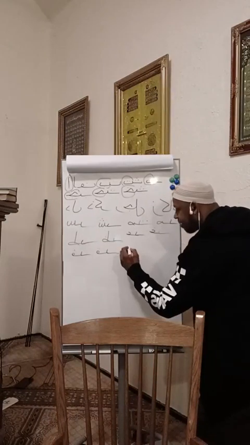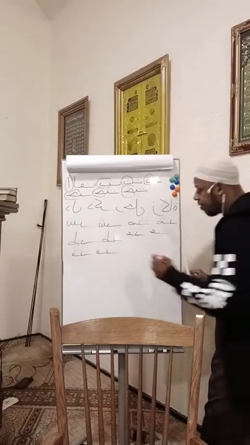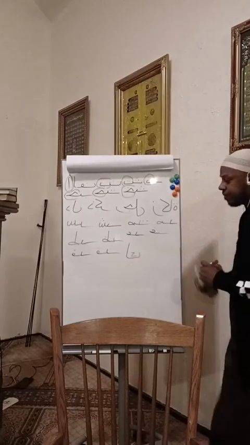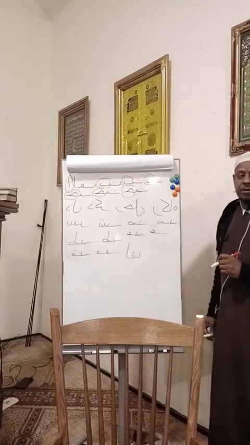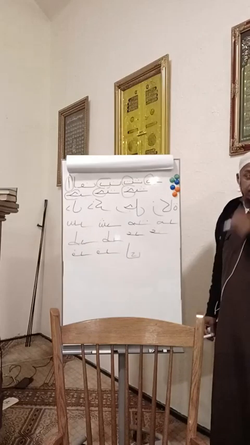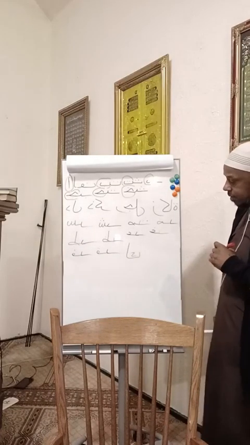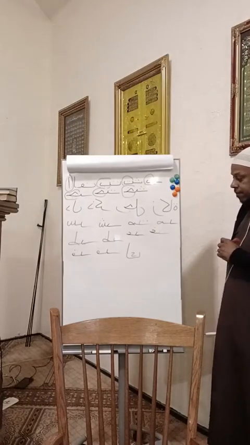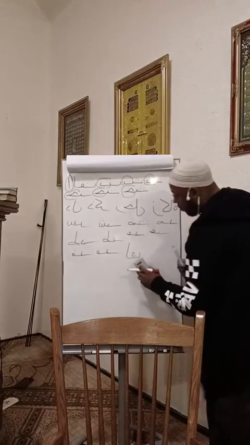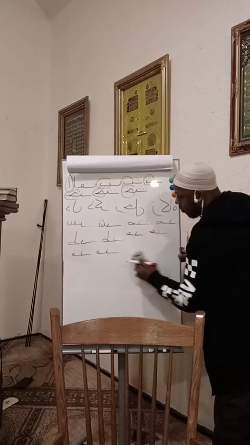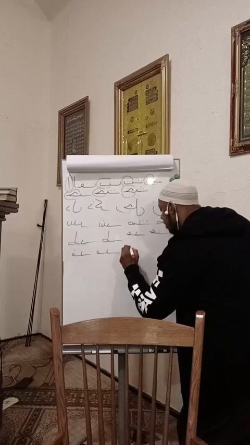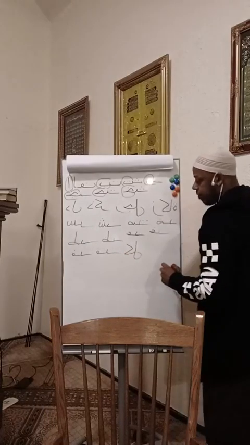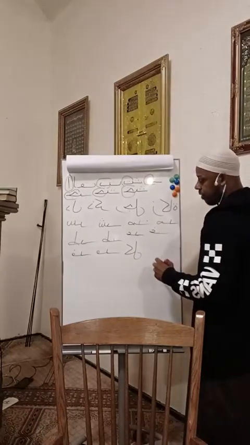Then we got the Kaf. Now, we're going to change the game up a little. It's like this. That's the Kaf, with an S, like an S in the middle. When you write it in the beginning, it's going to look like this.